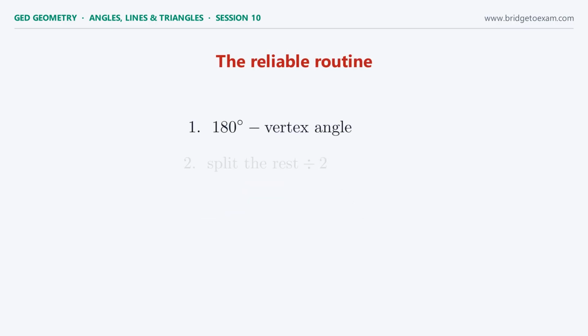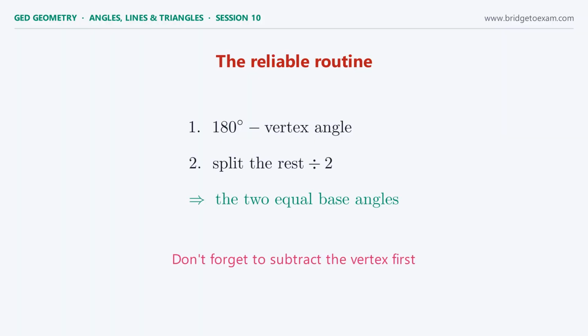Now, the common mistake. When finding the base angles, students sometimes forget to subtract the vertex angle first, or they split the wrong angle. Here's the reliable routine for an isosceles triangle. Take 180, subtract the vertex angle, and then split what remains in half. That gives the two equal base angles every time.